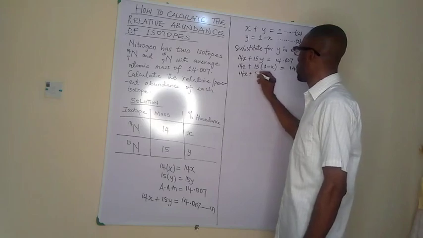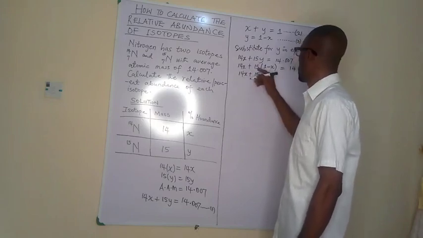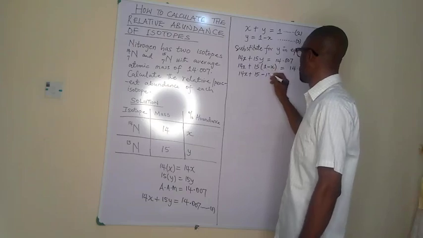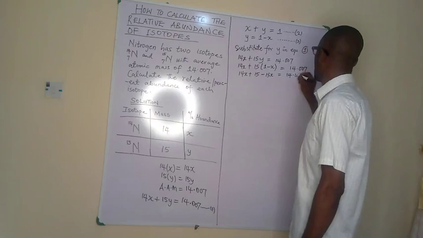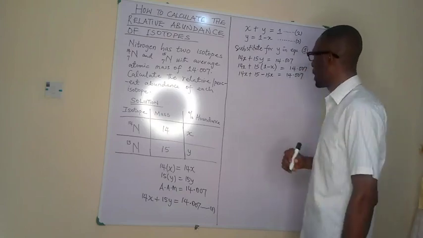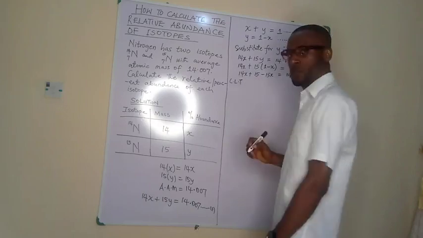So 14x plus 15 into 1 is 15, minus 15 into x is 15x, is equal to 14.007. Nice. Next thing we are going to do is to collect like terms.